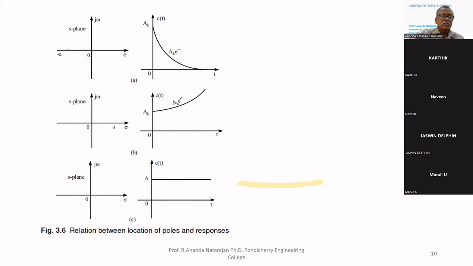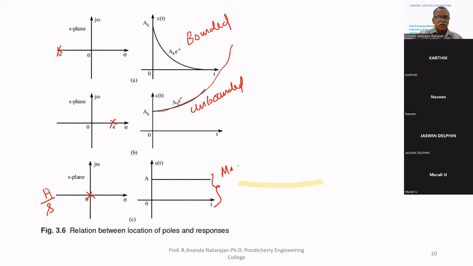Here, the pole is on the left hand side. The response you see is bounded. Here, the pole is on the right hand side. You see that it goes on increasing, unbounded. Here, the pole is at the origin. What is the response? Step. The system is 1 by S or A by S. Impulse response is a step. Here, magnitude is bounded. But if you see the energy, if you integrate up to infinity, energy becomes infinity. If the magnitude is bounded, then we can say the system is stable.